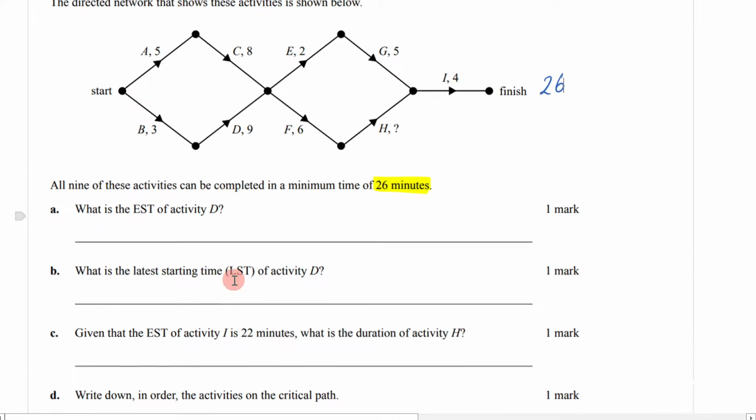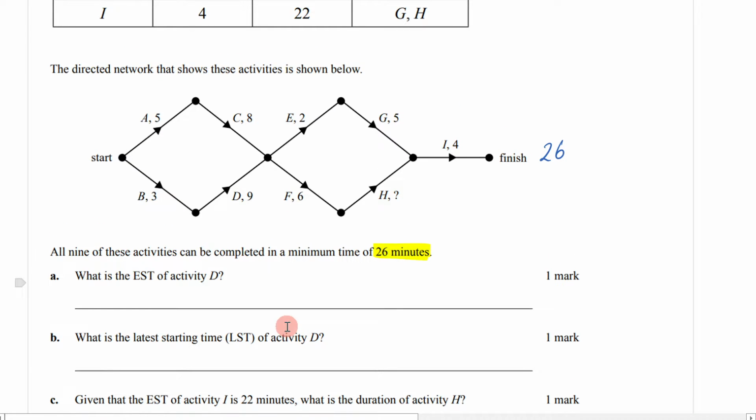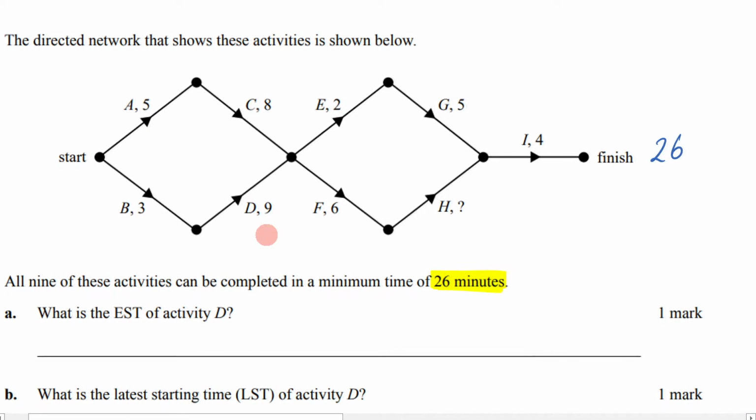Then we've got a whole bunch of questions. What's the earliest start time of activity D? What's the latest start time of activity D? What's the earliest start time of activity, given this, and so on. Before I do anything, I probably just want to look at this for a second and figure out my critical path analysis. So let us do that.